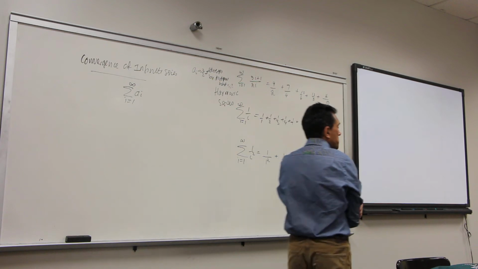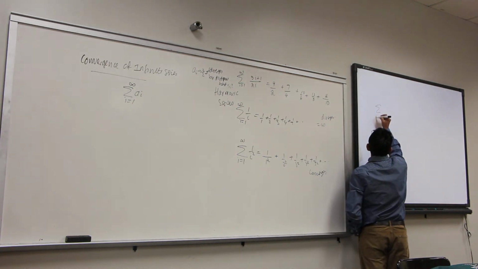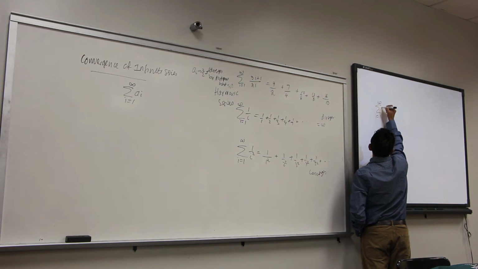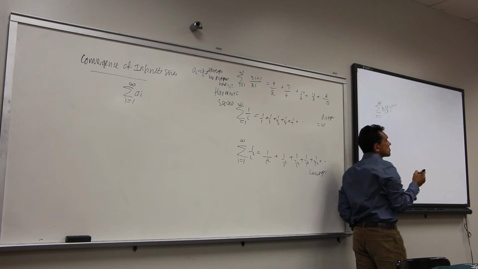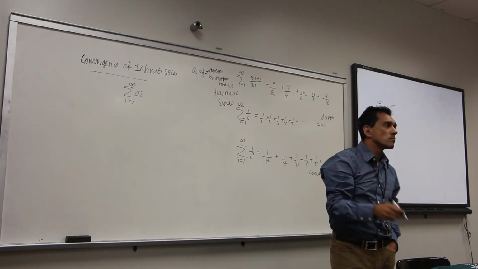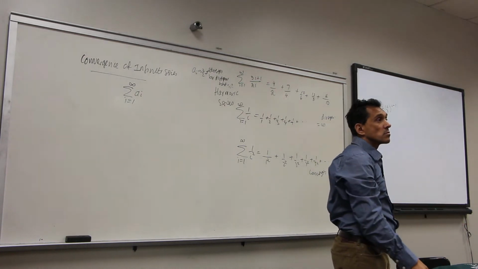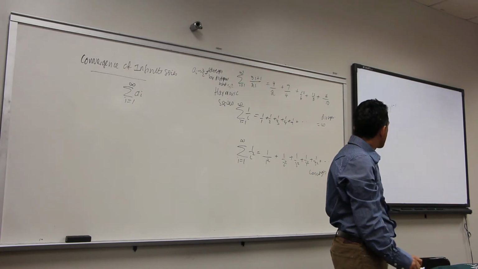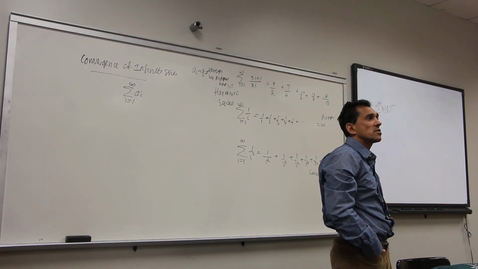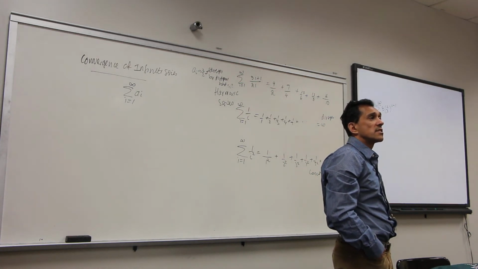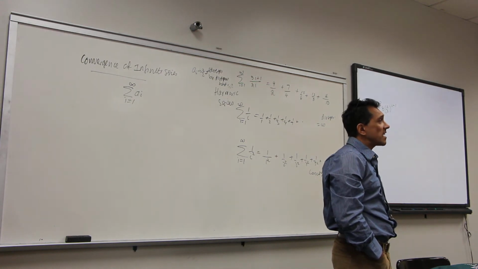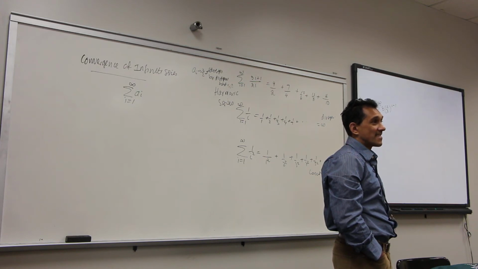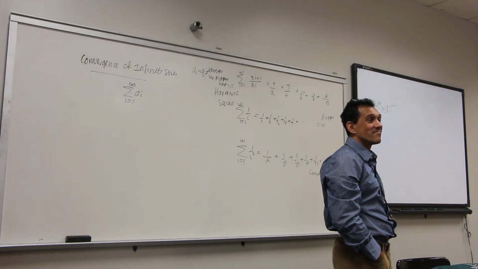How about this one? Who says that one converges? Who says it diverges? Who doesn't know? The answer is that it's a geometric series with a common ratio of 2/3, and the ratio is less than 1. So it converges.